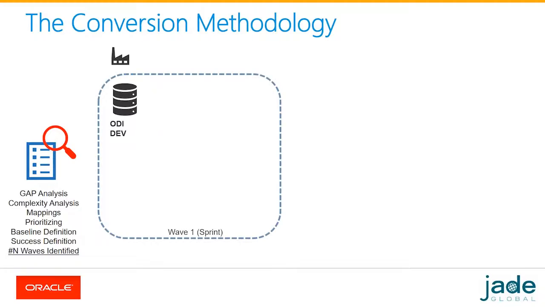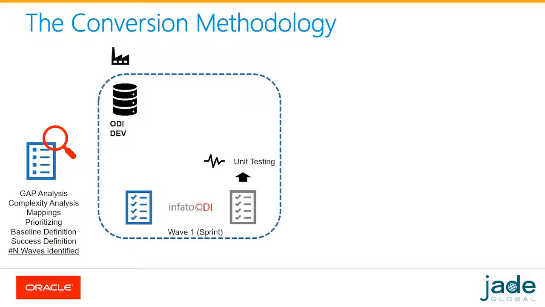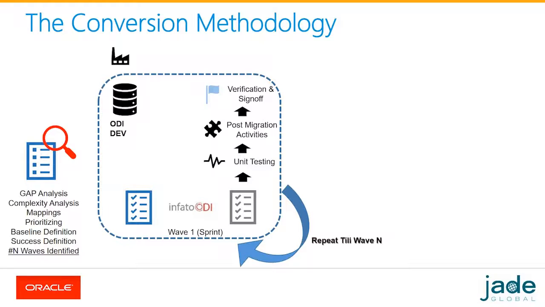So let's look into more details about each sprint. In every wave, first we convert the mappings utilizing our InfatoODI tool, just like we saw in the demo, and prepare the base framework in ODI. Then we run through test cases or success criteria provided by the customer and diagnostic logs generated by the tool to perform the post-migration activities. And once it passes all the checklist of the success criteria, mappings in the wave are released to customer IT for validation and interim sign-off. Now we repeat the process for all the waves until the last mapping in the scope is converted to ODI.